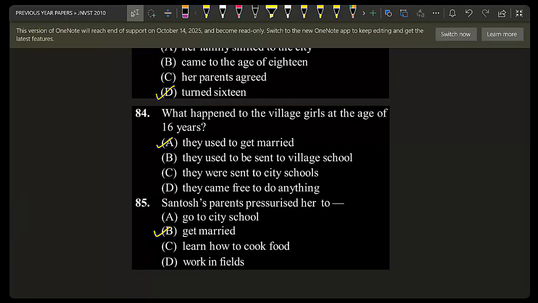Vihan, what is the meaning of prevailing custom? Prevailing custom means it is like a custom. For example, if any festival is there, we use all the traditions, everything as it is. For different festivals, we follow different types of customs. Same, in their village, when the girls turn 16, they used to get married. That is the custom in their village. Jeevan, what is the meaning of afraid? Afraid means getting feared.